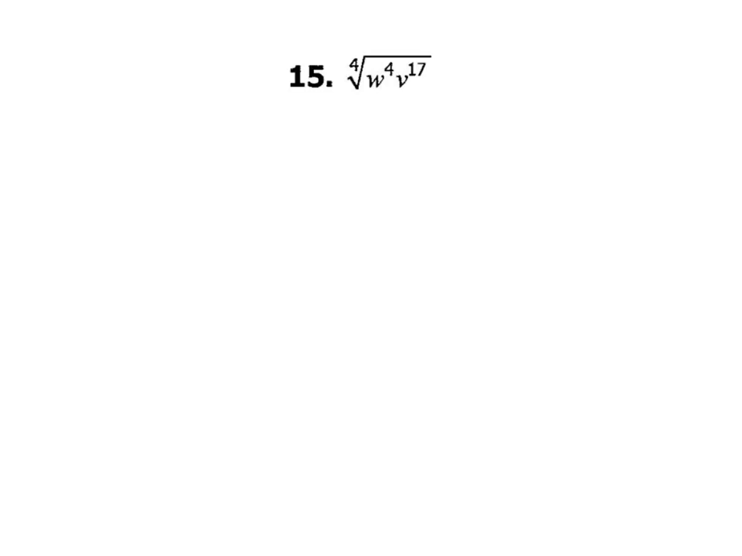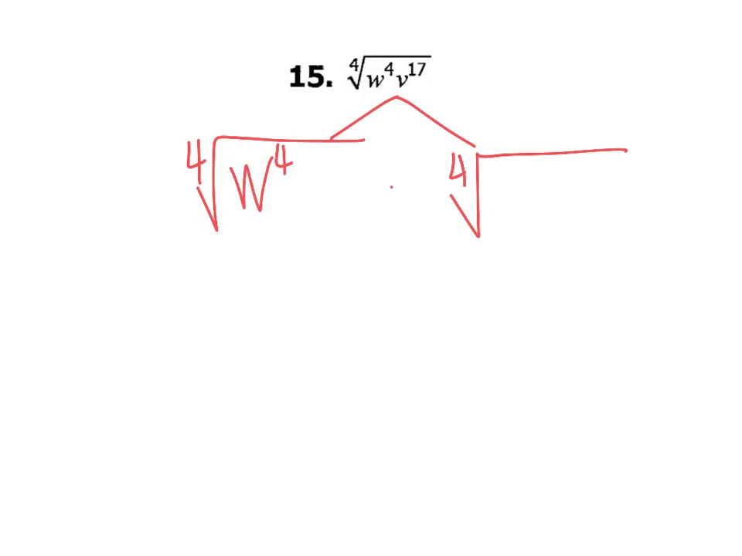All right, number 15. 4th root of w to the 4th, v to the 17th. So we're going to break this down into what we can take the 4th root of times what we can't take the 4th root of. So w to the 4th, 4 is a multiple of 4, so we can take the 4th root of that. V to the 17th power, 17 is not a multiple of 4, but 16 is. So we want to write v to the 16th on the side we can take the 4th root of, and we have 1v left over, so we'll write it on the side we can't take the 4th root of.